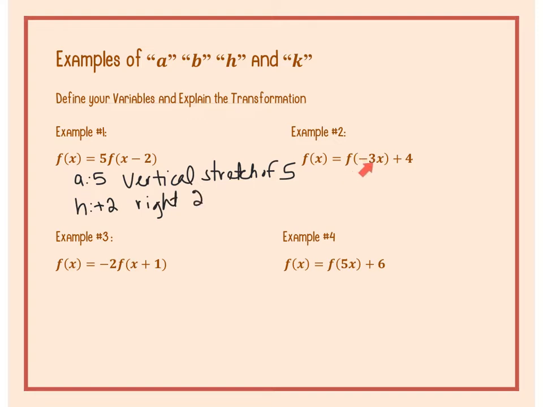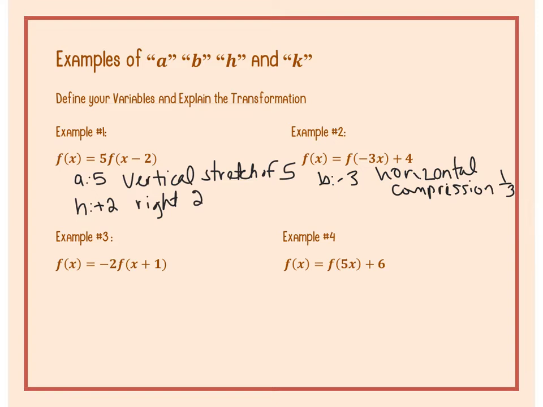Here we have a negative 3 that is inside with the x in front of the x. That means it is a B value. So my B is negative 3. Well, don't forget that B does horizontal. Is it a stretch or compression? Well, if the absolute value is greater than 1, it is a horizontal compression, and we have to take the reciprocal of the 3. So it's a horizontal compression of 1/3.